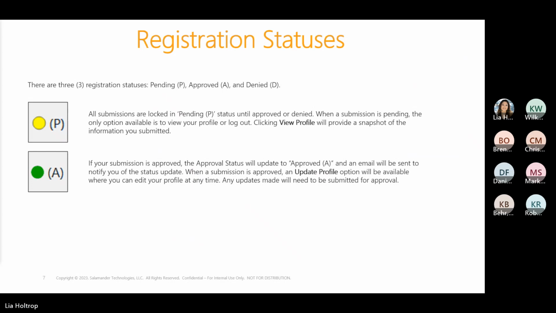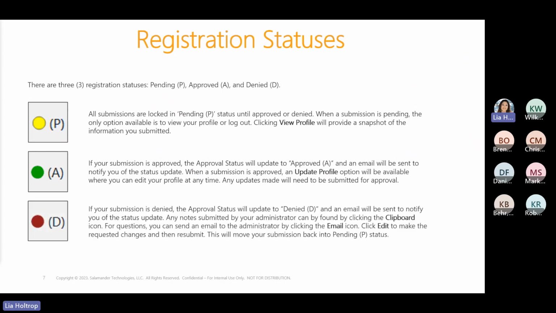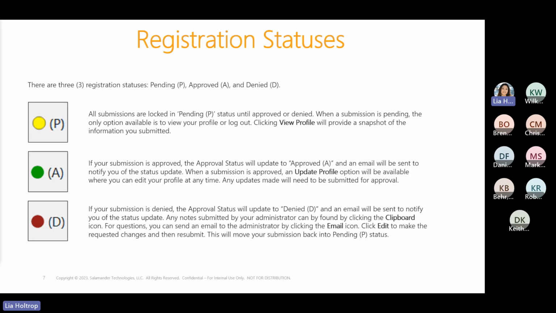Okay. And the last one is going to be denied. If your submission is denied, you'll see the denied option in there, and then you'll also receive an email of your status update. Now, when it's denied, there's a couple of things that you'll be able to see in there, and we're going to go through this process. You're going to see an option to review notes that was submitted by your administrator on why it was denied. They may have things that you're missing that you'd have to fill in. There's also an option for you to email the administrator and ask them any questions that you have.